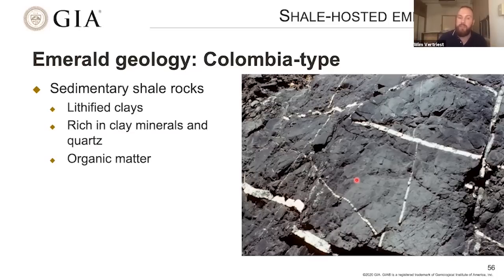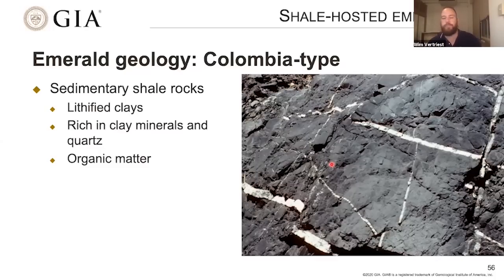A shale is a sedimentary rock, so it means we start with loose sediments and we start turning them into a rock. And basically we start out with clays. So they're very rich in clay minerals and quartz. There's often a lot of organic matter. So we still have that very black rock that you can see here. This is a photo actually taken in Colombia. Those white veins, you should ignore those, but that black, that really dark rock, that is that shale that we're talking about here.